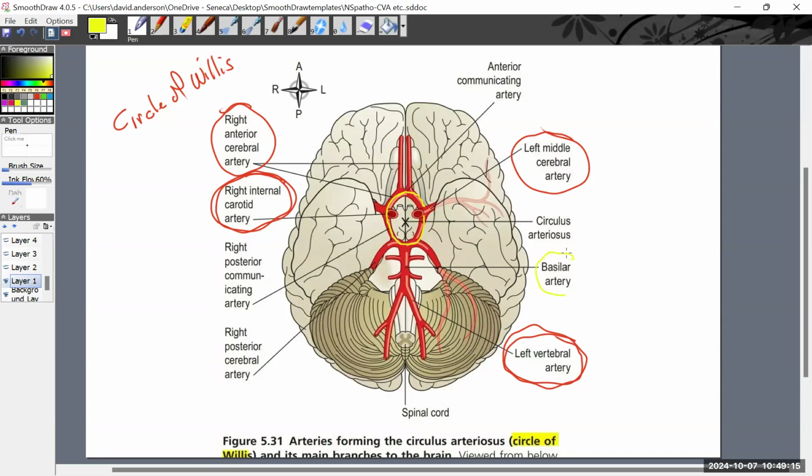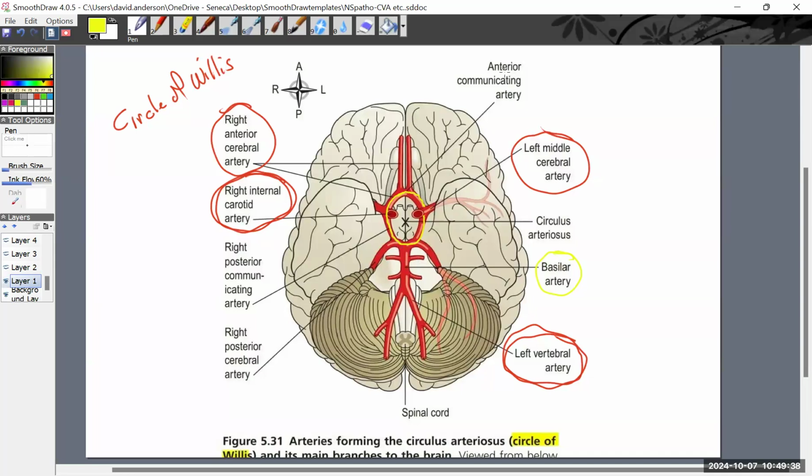Here's our basilar artery. So the two vertebral arteries, right and left, join together in front of the brain stem to form the basilar artery. These branches just represent branches that are going to supply the tissues they're most closely associated with. So there would be midbrain, pons, and medullary arteries that supply those parts of the nervous system.